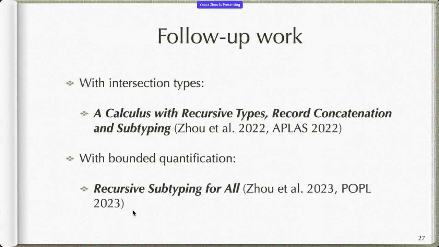And our new formulations are also extensible. So we have two follow-up works. One is a calculus with recursive types, record concatenation, and subtyping, which has been presented at APLAS this year. And in this work, we support intersection types and record concatenation. The other one is recursive subtyping for all, which will appear in POPL next year, in which we extend our nominal unfolding rule with bounded quantification.